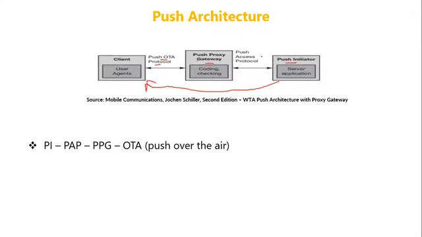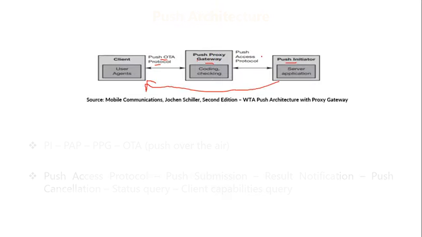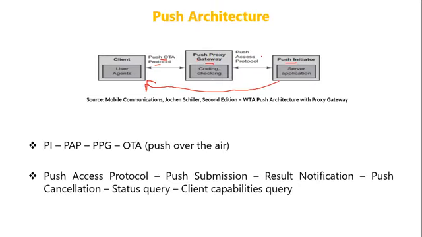So this is the brief introduction about push architecture. Now let us see the push access protocol. The push access protocol, PAP, what it does is transfer content from PI to PPG. Although PAP was developed independently from the underlying transport service, PAP over HTTP is the first implementation. HTTP post messages are used for transmission.